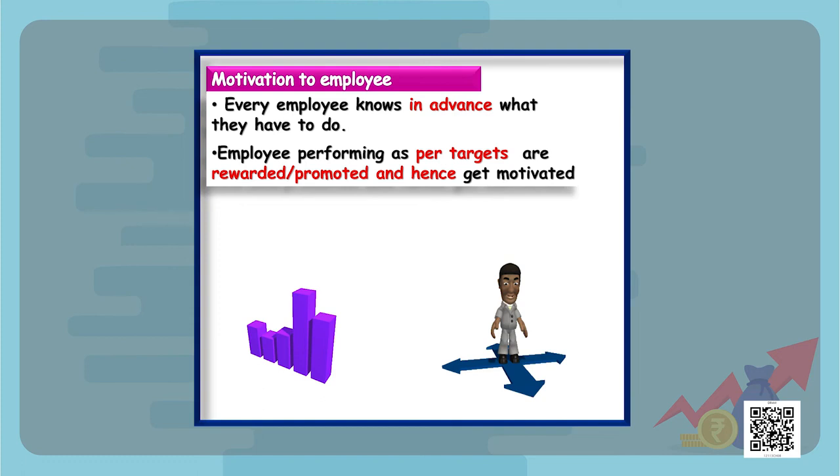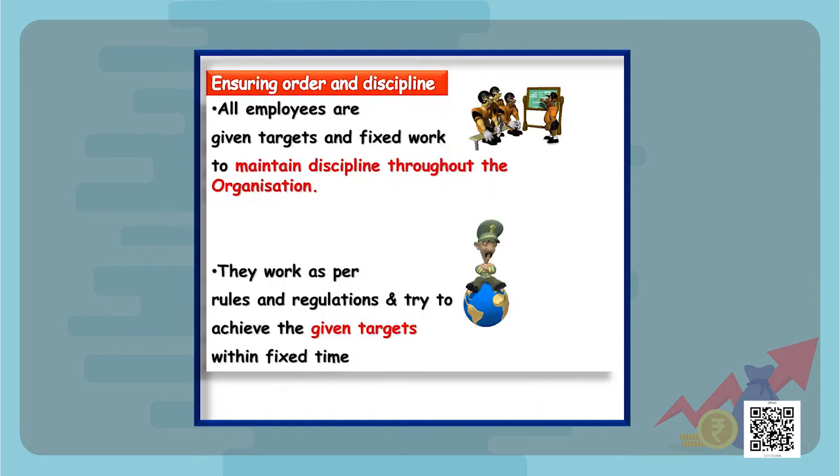If employees are informed in advance on what basis they will be judged, they will be determined and motivated to perform better. Then the next benefit is it ensures order and discipline throughout the organization. All employees are given targets and their work is fixed. This maintains discipline and order throughout the organization because they know what is to be done and when it is to be done. So, this ensures that the order and discipline is maintained throughout the organization.